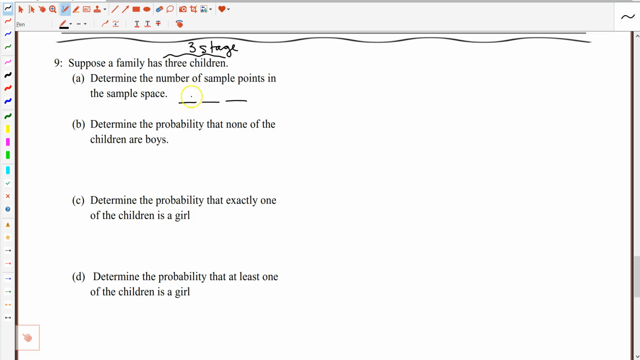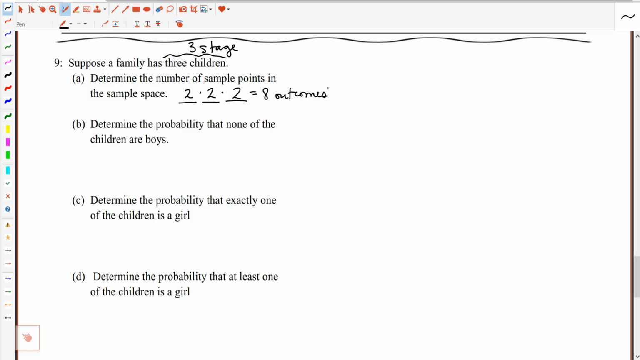For the first stage, or the first child, there are 2 options, either a boy or a girl. For the second stage, a boy or a girl. And for the third stage, a boy or a girl. So we'll multiply those together, and that gives us that there are 8 outcomes possible in the sample space.